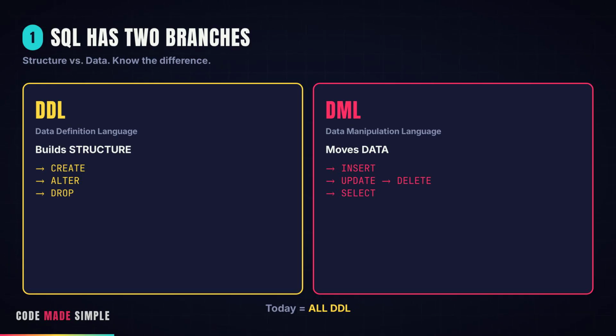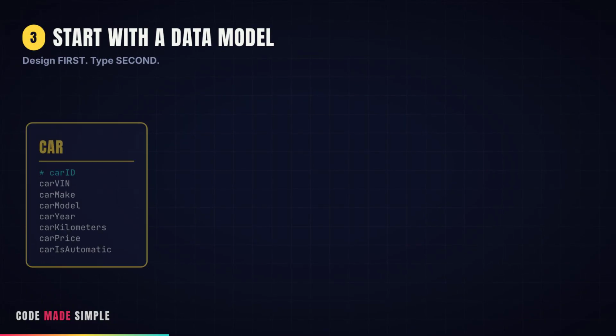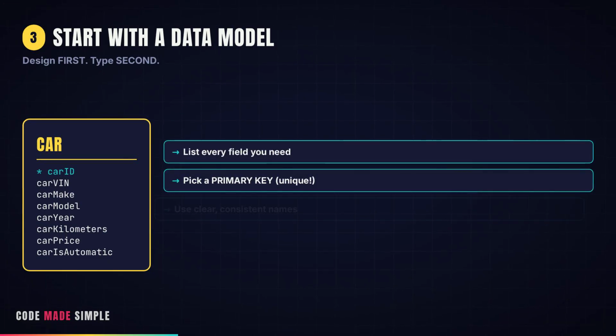Today is all DDL. A table represents one thing. Rows are records, one per item. Columns are fields, the attributes. Every cell holds one value. That's the whole rule.